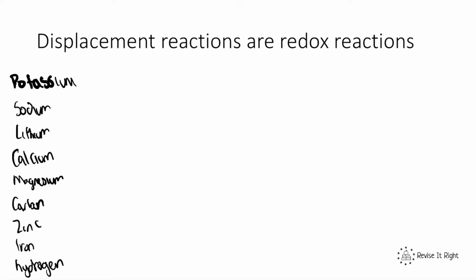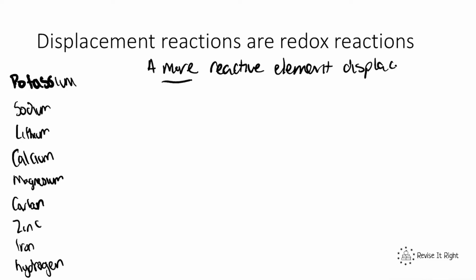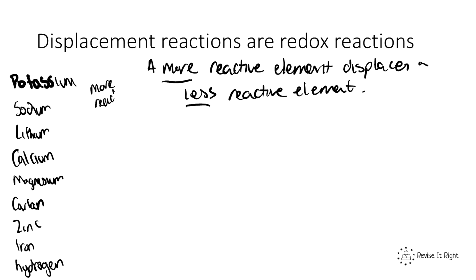Now you'll remember a displacement reaction is when a more reactive element displaces or takes the place of a less reactive element. To help with my explanation here, I've written to the side the reactivity series. And remember at the top, we've got the more reactive elements. And as we go down, we get less reactive until we get the least reactive element. This is the reactivity series. If you haven't watched that video, then please go and watch it.